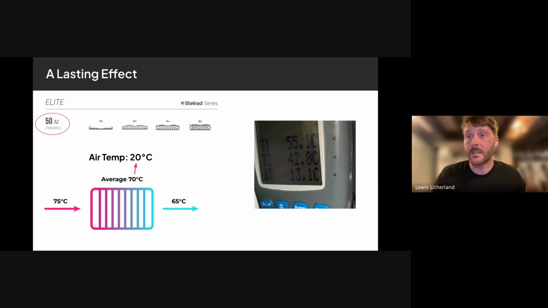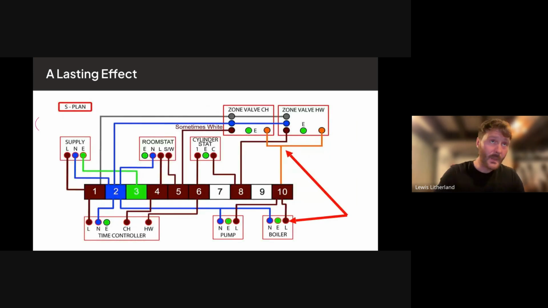I measured the delta T across there. As you can see, it's like 13 degrees delta T. If that was wider, it'd be more efficient. And again, it's just because I had no idea what I was doing. I just did what I was told. It's only now after doing the Heat Geek courses and the Kimbo course and all these good courses that I realize I had no idea what I was doing. So another lasting effect. The final lasting effect is the S-plan systems and the Y-plan systems that we install.